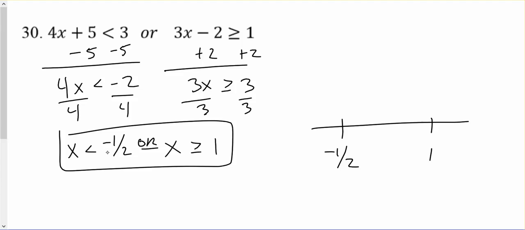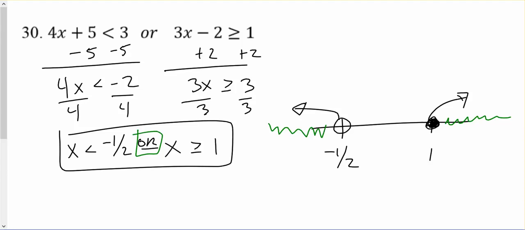We are less than -1/2, so that's open circle going to the left, and we are greater than or equal to 1. It has the equal sign, so it's closed circle, and greater than goes to the right. And that's why this is an OR equation, because we're either less than -1/2, we're either over here, or we're greater than or equal to 1. We can't be a solution to both at the same time. That's why we say or.